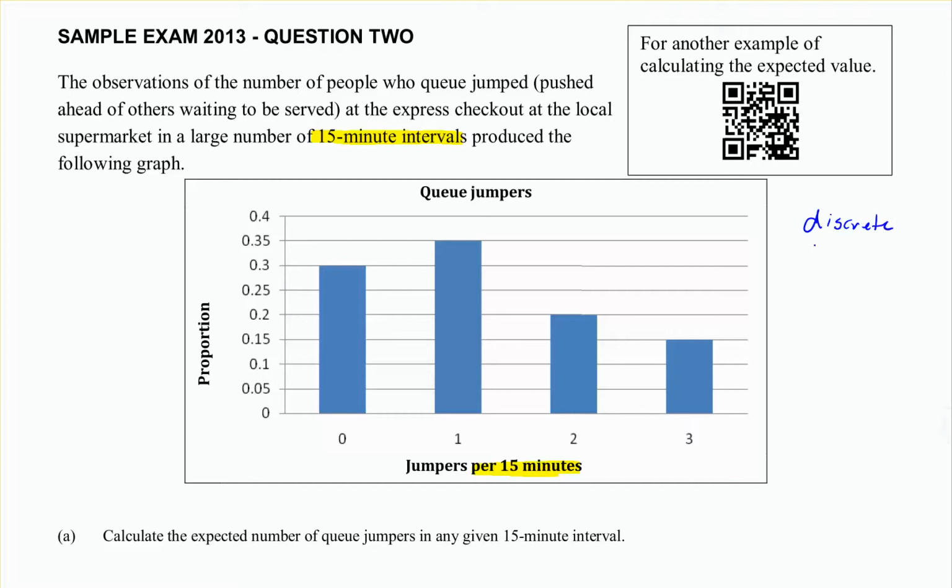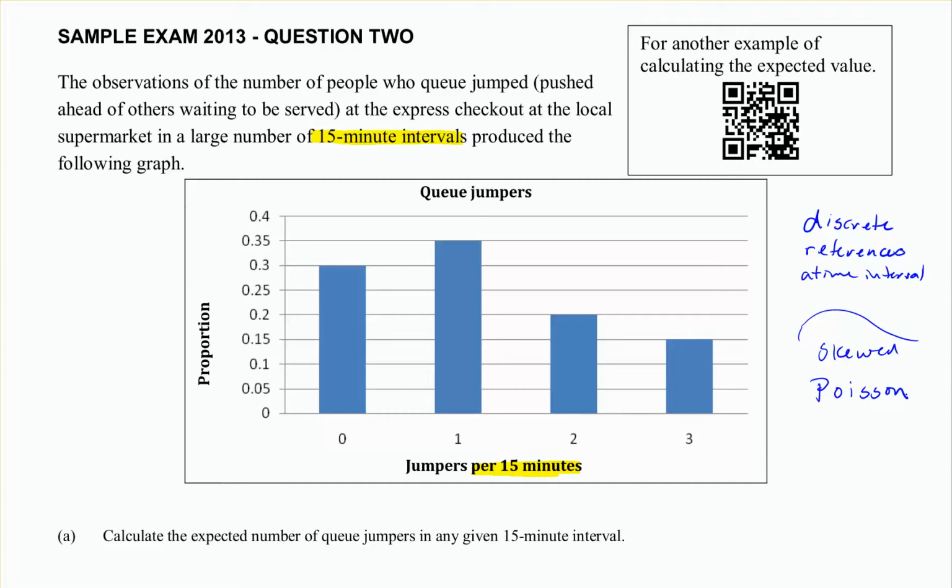I can see that it references a time interval. And when I look at this, I can also see that it shows a skewed graph. So my guess here would be Poisson.